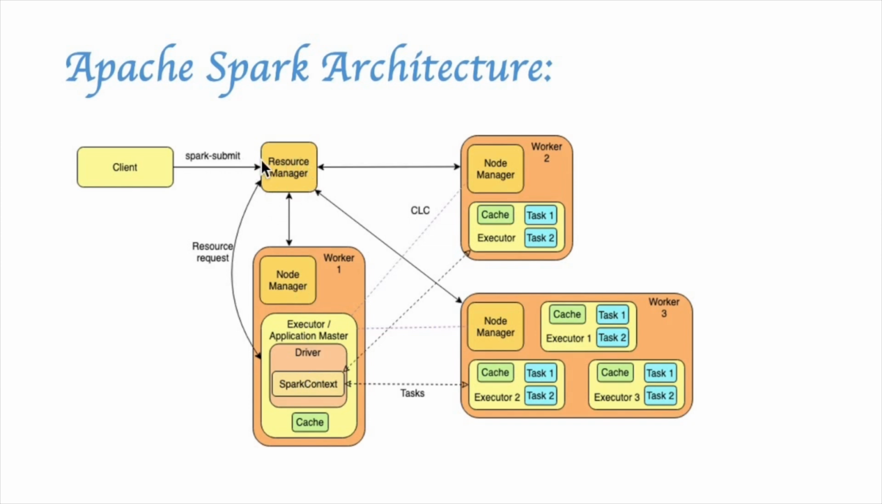Once the resource manager identifies the resources, it sends the list to the application master. The application master gains access to these resources by sending a list to the individual node managers. The application master asks the node manager to create an executor container in each worker node. The executors directly communicate with the driver and the driver keeps track of all the status of the executors.